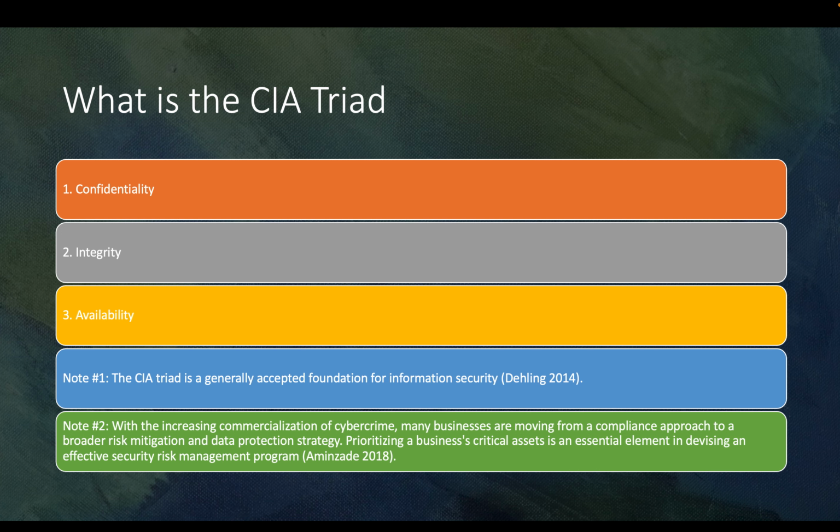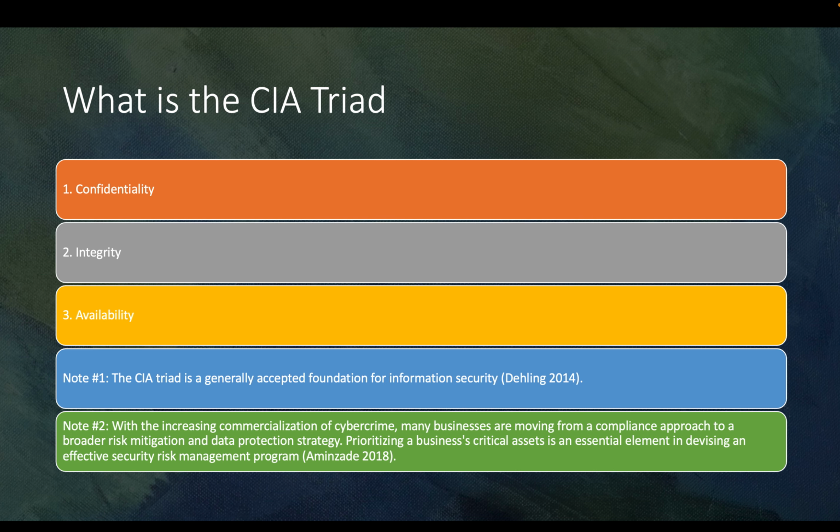Lastly, with the availability of it. So we can see that since there's a lot of different types of architecture, let's say like the cloud type of architecture, making sure that the availability of your data can be accessed when you need to, but make sure that it's not available to unknown users as well. We can see that the CIA triad is usually accepted as the foundation for information security, Ling 2014. So as I've mentioned, it's very important to use this CIA triad.